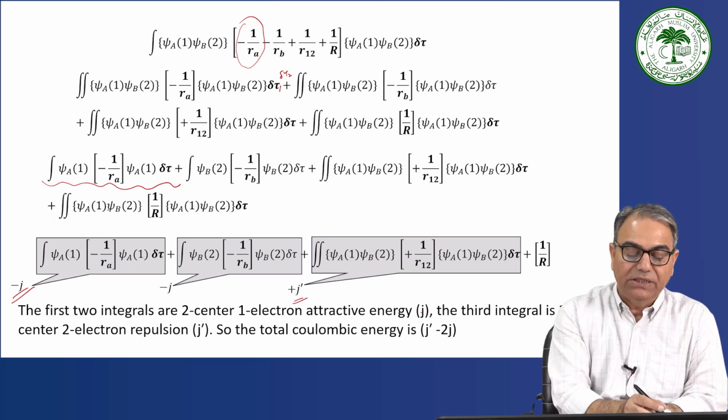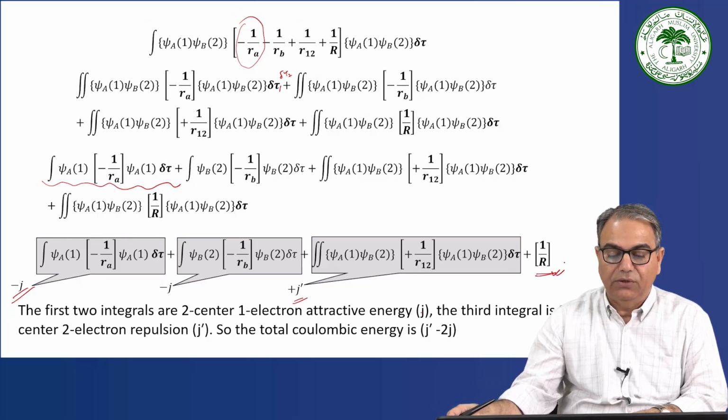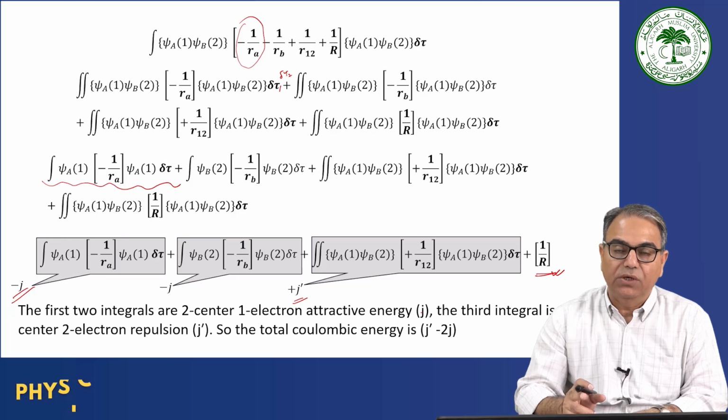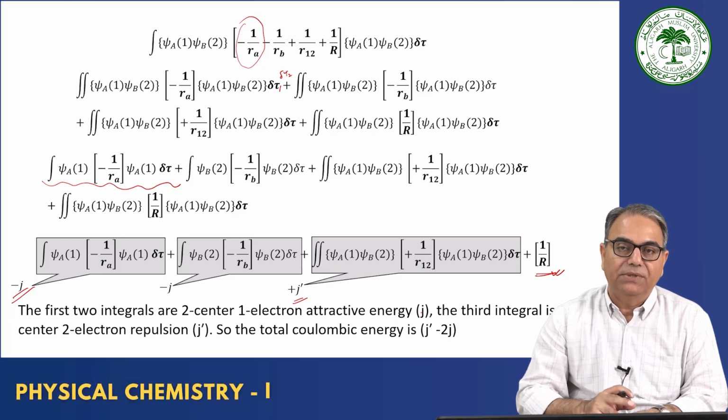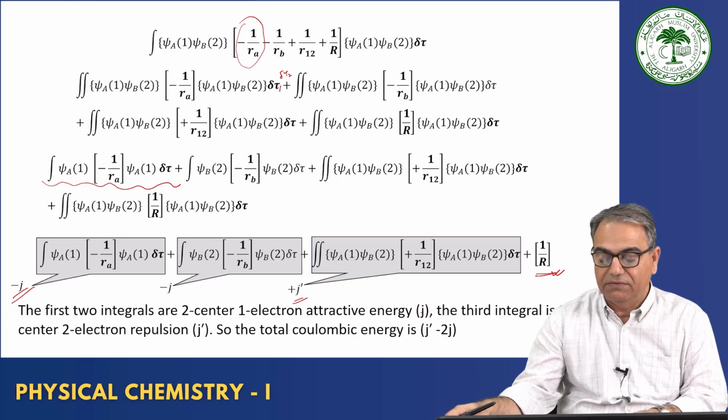Now this fourth integral I have written as only 1 by r. It will depend on only the internuclear repulsion. This is also a repulsive term because we are talking about internuclear repulsion. So all these four integrals are actually Coulomb forces, sometimes attractive, sometimes repulsive. So these are called Coulomb integrals. These are part of the Coulomb integral. J is a Coulomb integral.